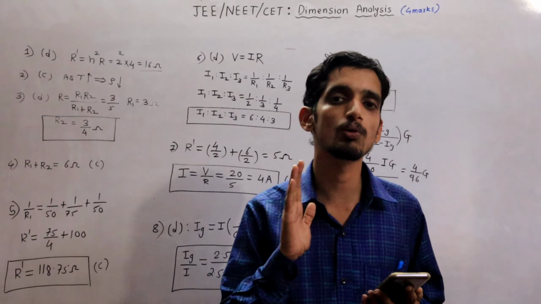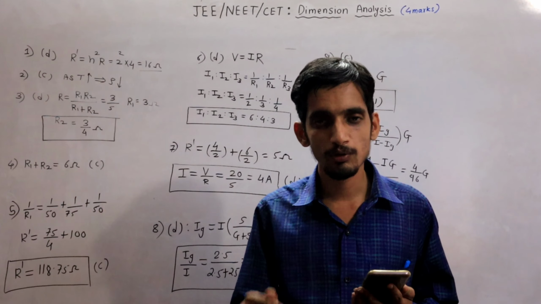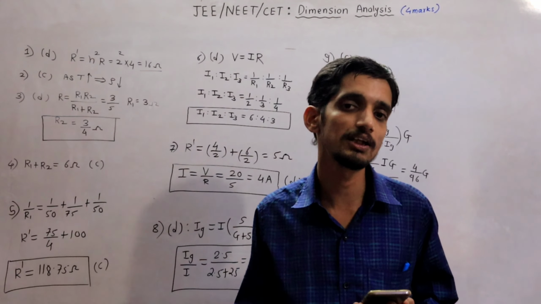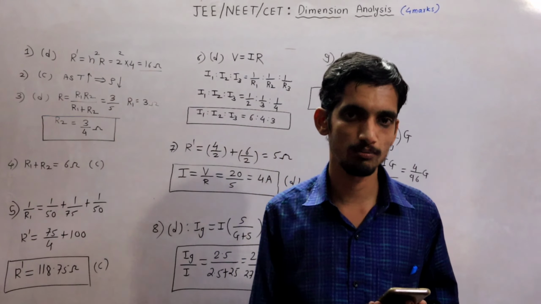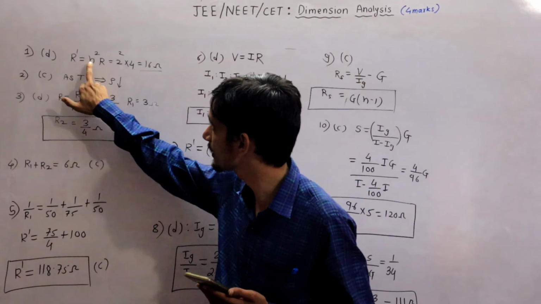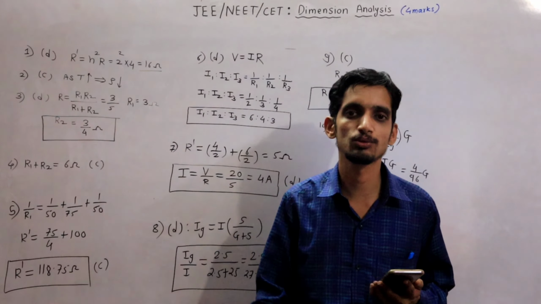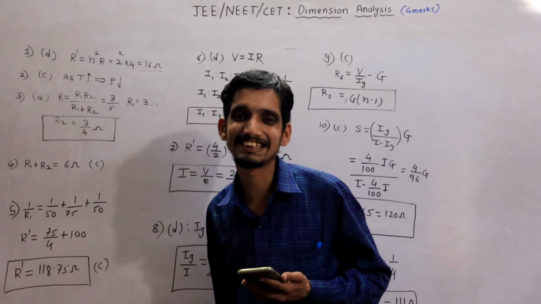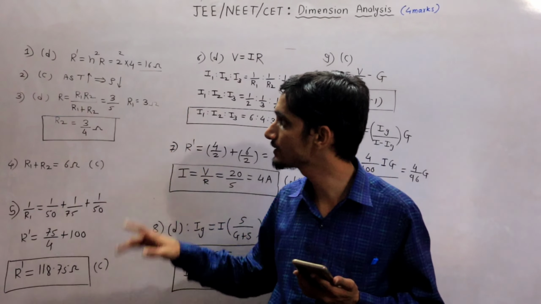R is equal to rho L by A, and you have to arrange volume is equal to area into length. So area is volume upon length. So L and L multiplying, it is L square. So it is n square, and twice, so length is doubled. So that's why it is 2 square, so it is 16 ohm. Option D is the answer.